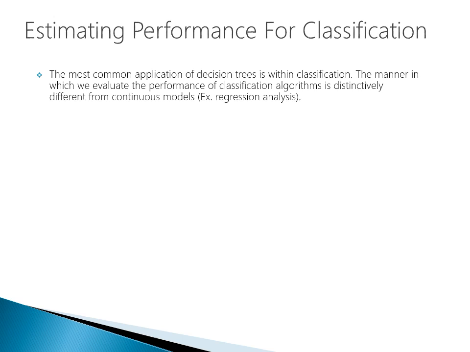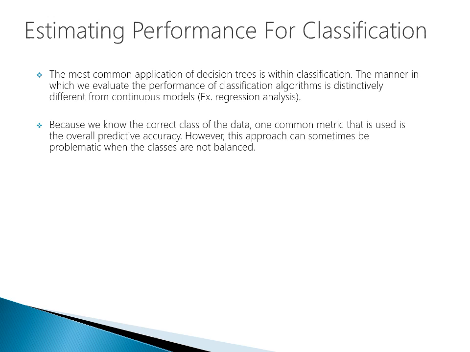The manner in which we evaluate the performance of classification algorithms is distinctively different than continuous models. There are different aspects of it. Because we know the correct class of a data point, one common metric that is used is the overall predictive accuracy. So if I have 10 data points and I know that yes or no, a dichotomous variable, is the attribute of that data, then I can say, did I predict a yes or a no? And then I can compare those two.